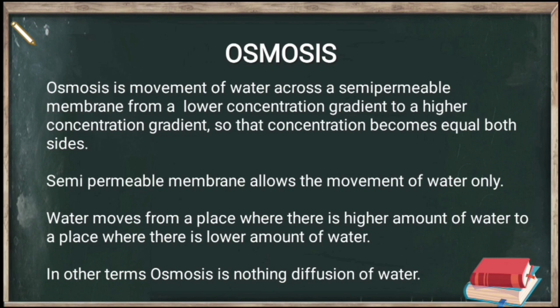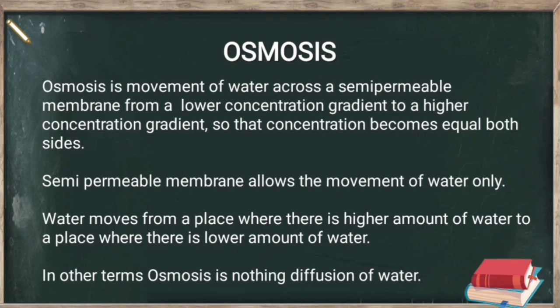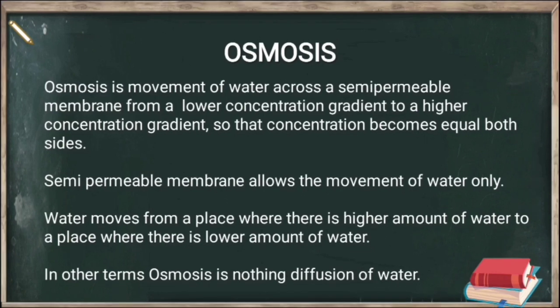Next, coming to osmosis. Osmosis is nothing but movement of water across a semi-permeable membrane. It is called a semi-permeable membrane because it allows the movement of water only. It does not allow the movement of other solutes. So, where does this water move? The water moves from a lower concentration gradient to a higher concentration gradient.